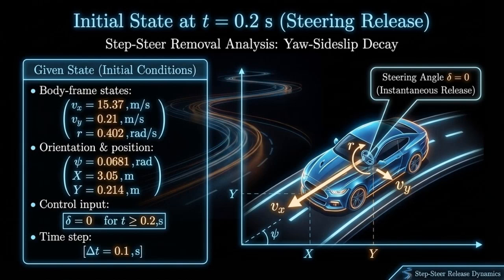At time 0.2 seconds, the vehicle continues from the previous calculation step. The forward speed Vx is 15.37 meters per second, and the sideways speed Vy is 0.21 meters per second. The vehicle is rotating with a yaw rate R of 0.402 radians per second, and its heading angle PSI is 0.0681 radians. In the global reference frame, the vehicle is located at x equals 3.05 meters and y equals 0.214 meters. Together, these values define the initial condition vector for the steering release interval and directly control how the tire slip angles are computed in the next step.